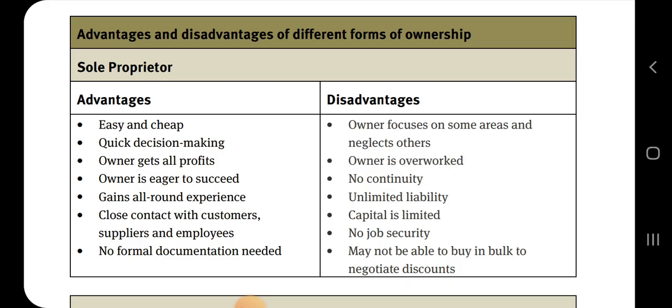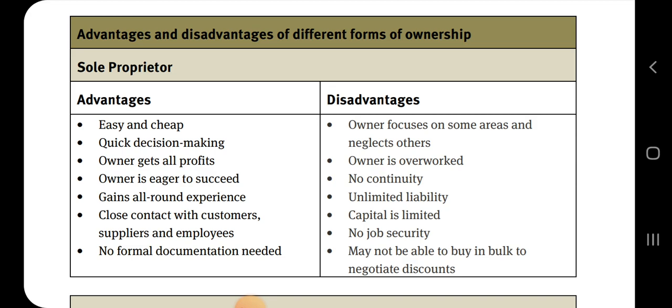You know the 8 business functions. In a sole proprietorship, one person does all the 8 business functions. So close contact with customers, suppliers, and employees because you are doing everything by yourself as the owner, and no formal documentation is needed. And then the disadvantage is that owner focus on same area and neglects others. So if you're doing 8 business functions, you cannot excel in all of them.